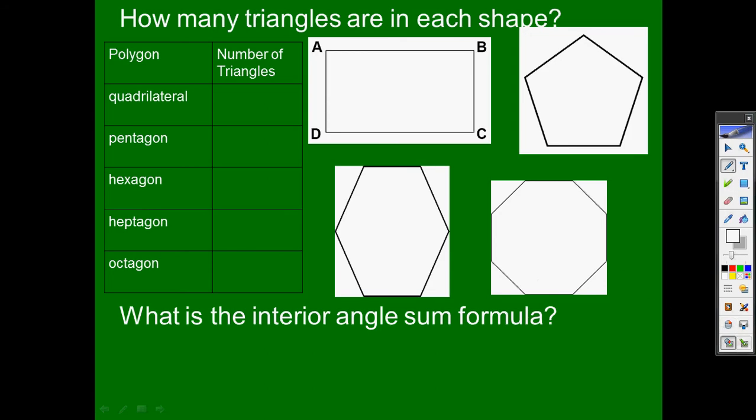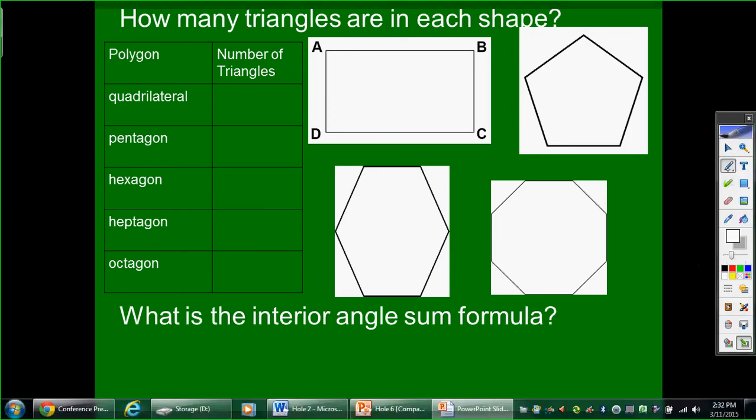If I look at the polygons listed here, I've got a variety of different polygons. I've got a rectangle, a pentagon, a hexagon, and an octagon. So a rectangle is a type of quadrilateral. It's got four sides. And if I strike a diagonal from one vertex, so we'll put a segment from A to C, I've taken my rectangle and I've split it into two triangles. So this quadrilateral has two triangles.